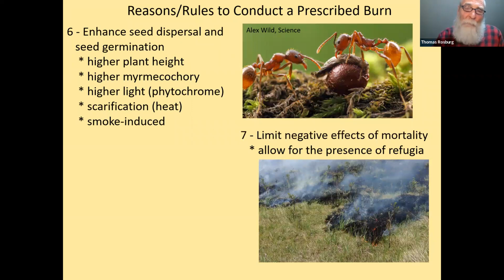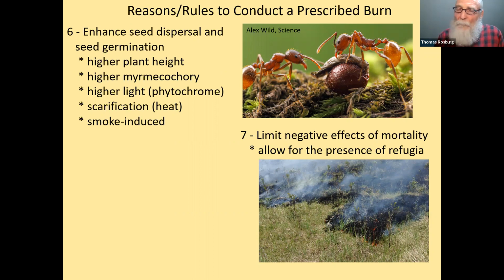I want to put this in more as a rule, again, just to limit the negative effects of mortality. So again, this idea about allowing for the presence of refugia. And this can happen in different ways. One, the most surefire way, of course, is taking your landscape unit, your prairie that you're working on, and cutting it into three or four sections or something like that, and only burning one of those at one time, leaving some large percentage of it in unburned condition.